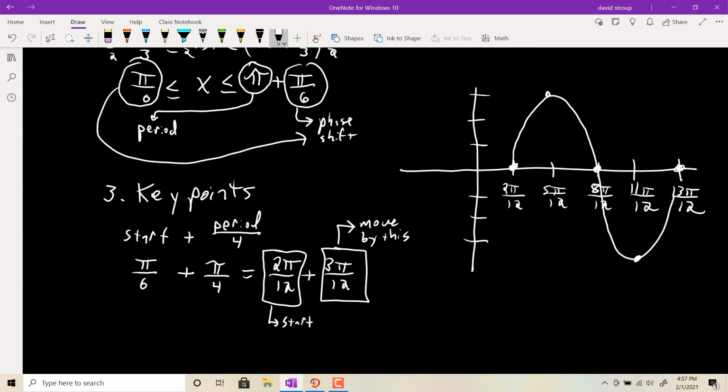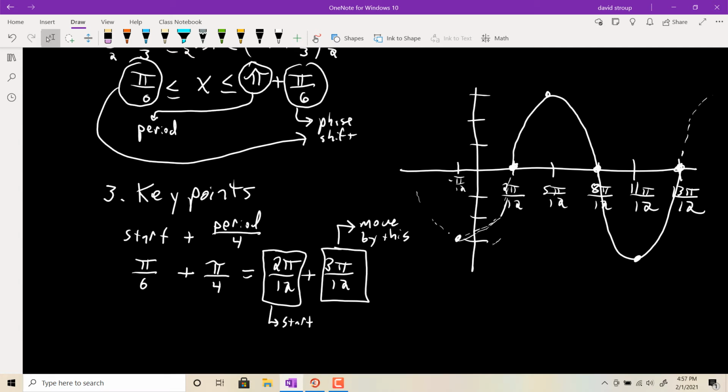Seems like I should do one more example of that. And then of course it goes on and on. 1, 2, 3. So this would be at negative pi over 12 if you went in this direction, which we don't have to, but. Okay. Right. So maybe we should do another one of those.